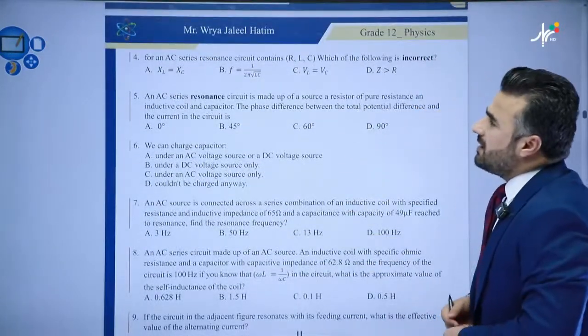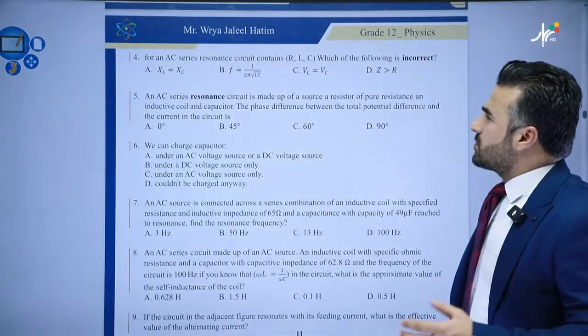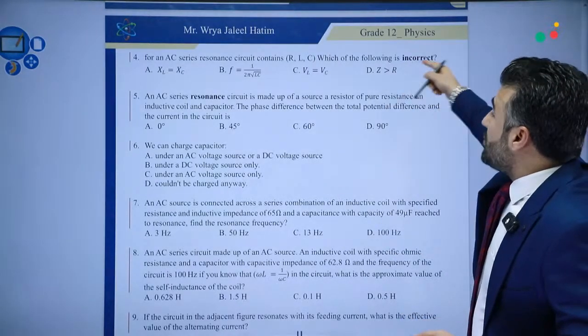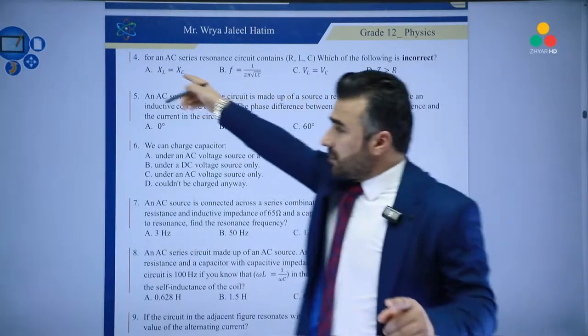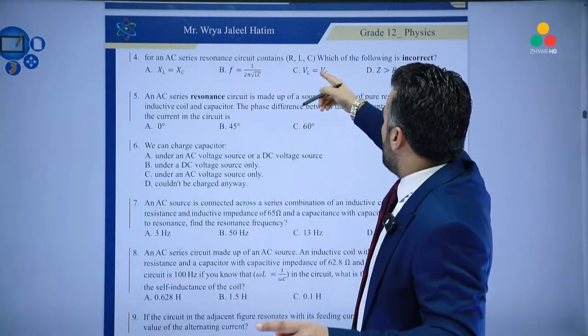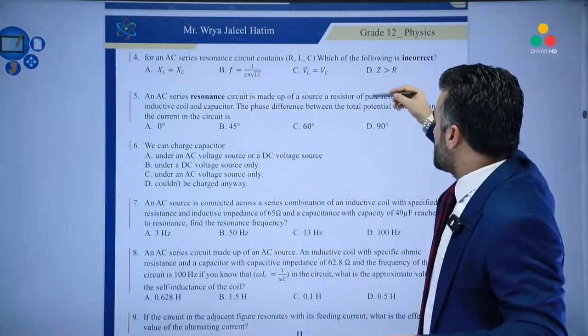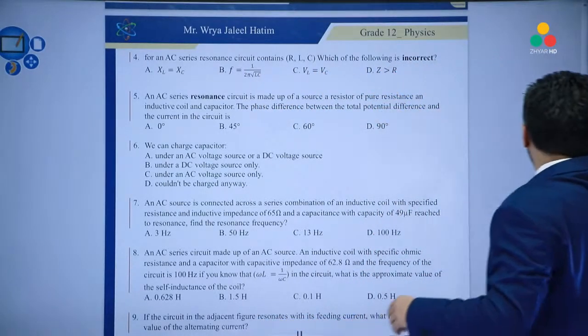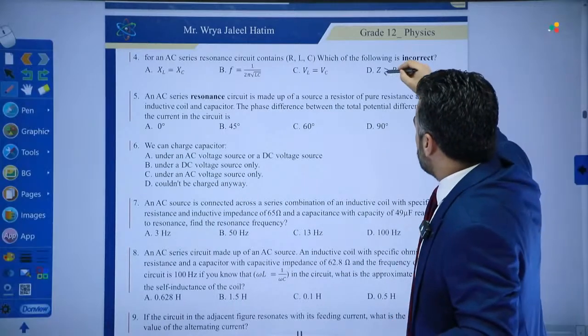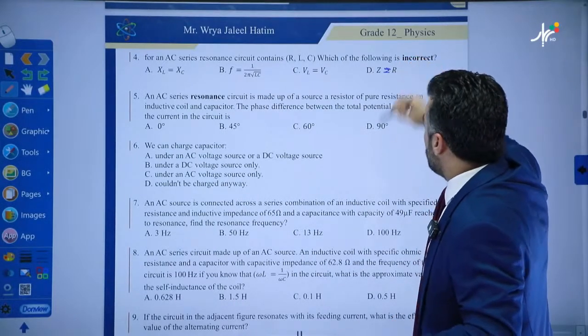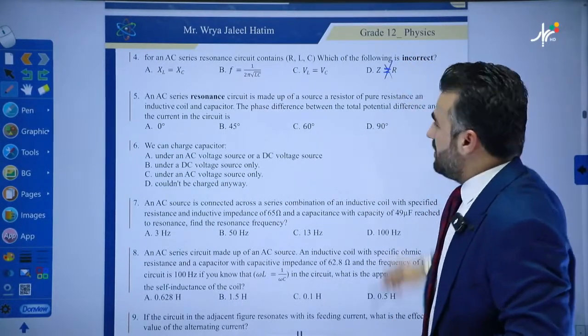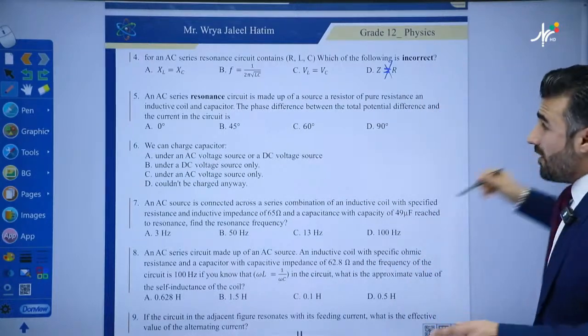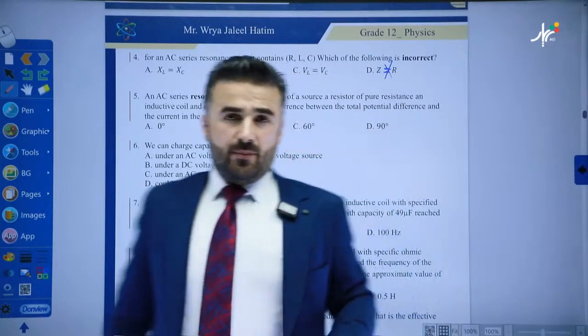Okay, for an alternating series resonance circuit, you can see which one is incorrect here. This is correct, this is correct, this is also correct, so this is incorrect because we said for a resonating circuit, the total resistance of the circuit will be the same as the resistance of the resistor here, so this is incorrect. All right, this is one of the questions that I was mentioning earlier.